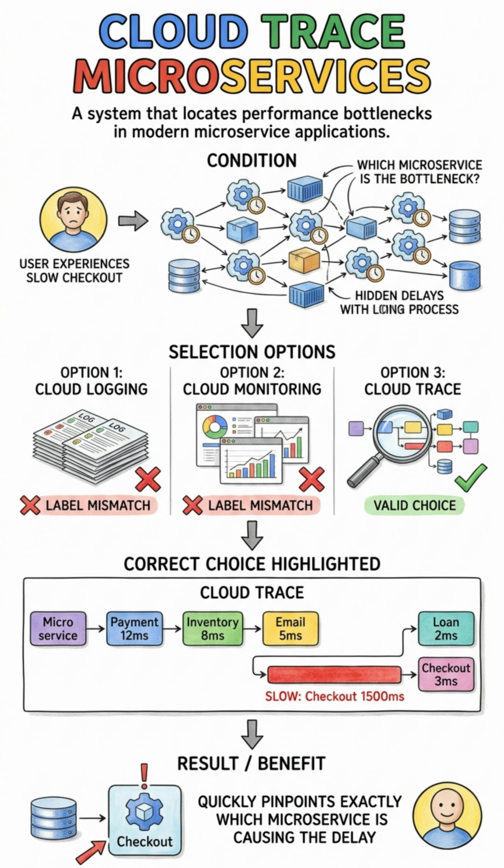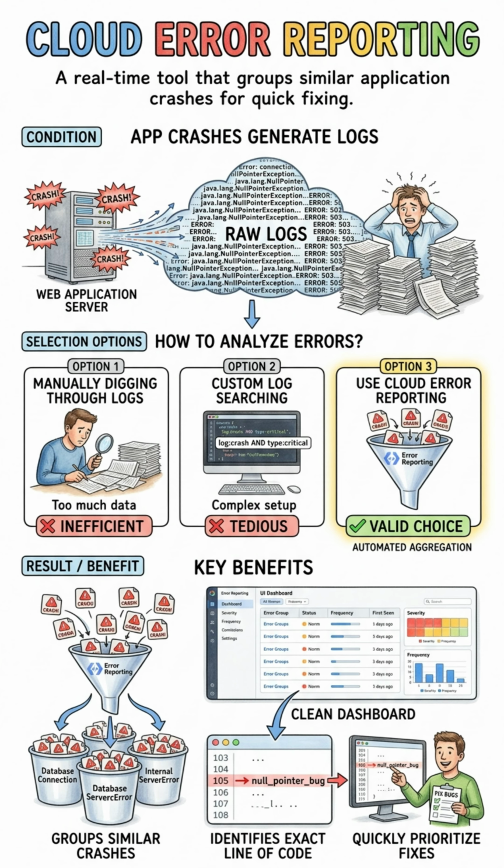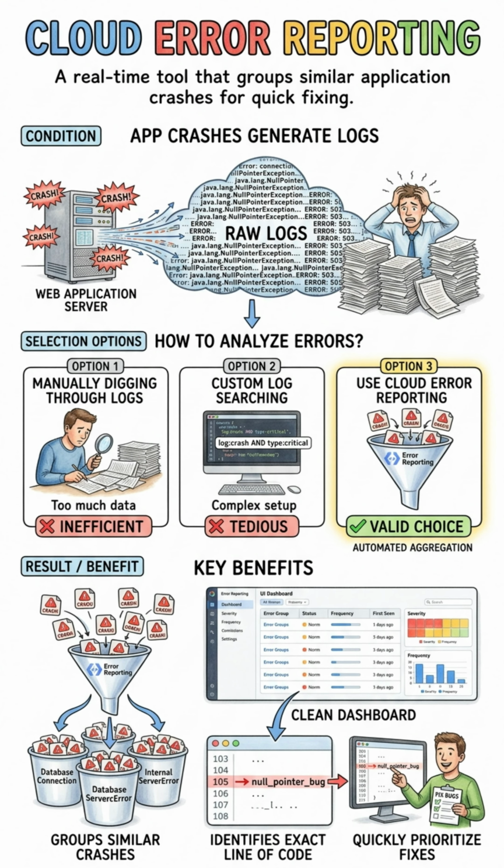Error Reporting is a fantastic tool that automatically aggregates and groups similar application crashes together in real time. Instead of digging through thousands of identical log lines manually, Error Reporting gives you a clean dashboard showing the most frequent and severe errors. It even points directly to the exact line of code that caused the crash, making it the perfect exam solution for teams wanting to quickly prioritize software bug fixes.